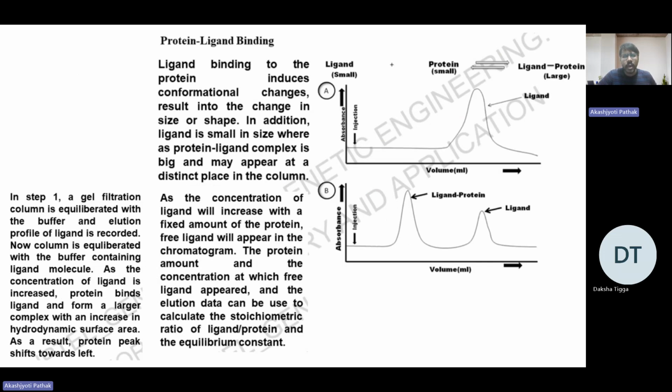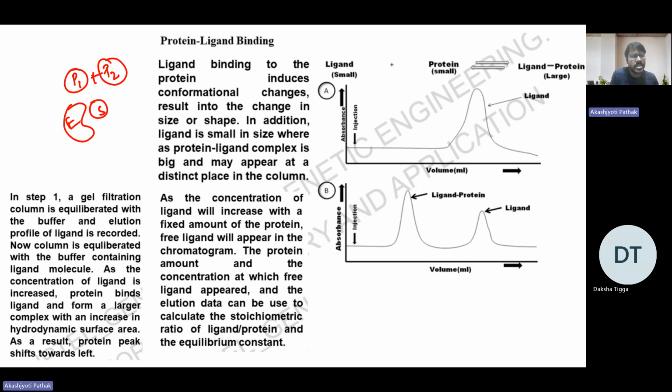Now, another application is protein ligand binding. What is protein ligand binding, and how can you study it using size exclusion chromatography? Basically, you have your protein, and you have done some experiment and found that this particular protein interacts with another protein, P2. Or you want to do some enzyme substrate reaction. You know the enzyme, and you know that this is the substrate of the enzyme.